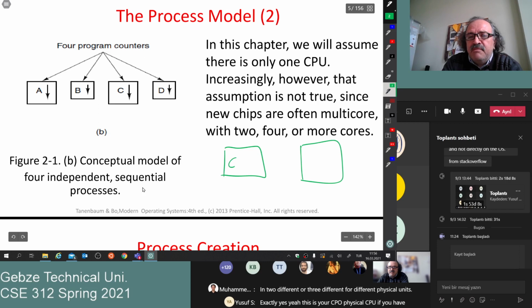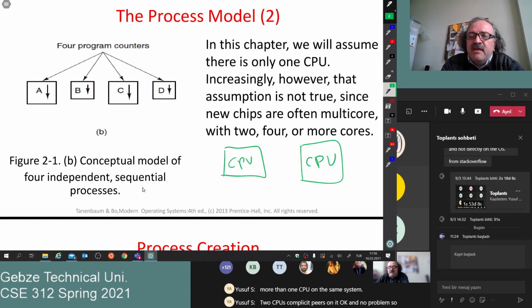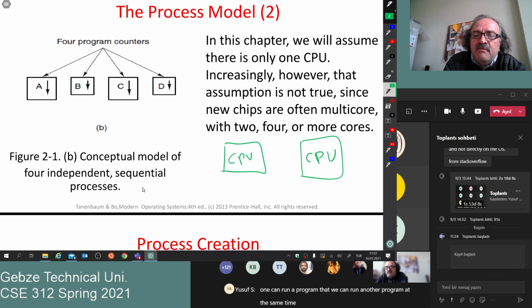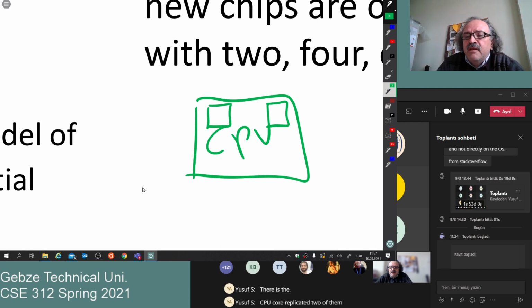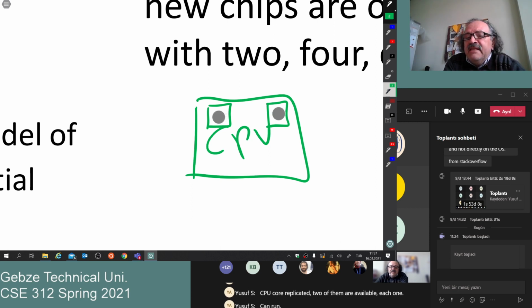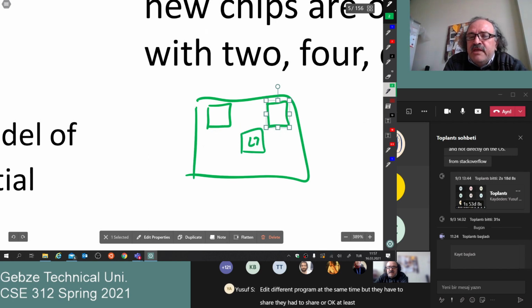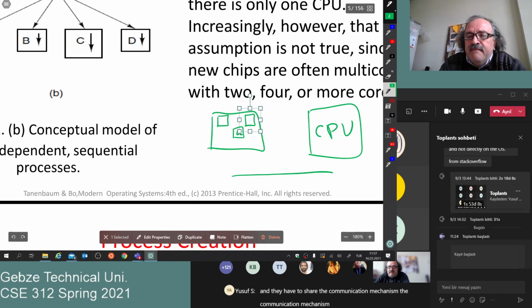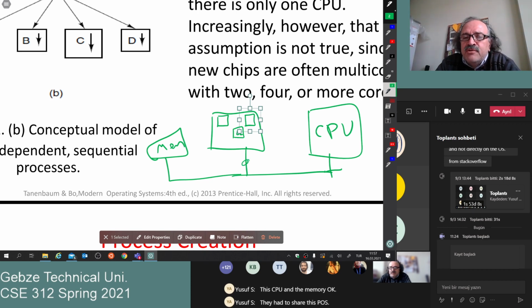If you have more than one CPU on the same system, two complete CPUs, no problem. If this one can run a program, this one can run another program at the same time. But with multi-core systems, the CPU core is replicated. Two of them are available. Each one can run a different program at the same time. But they have to share at least the level 2 cache, and they have to share the communication mechanism between the CPU and the memory. They have to share this bus. So producing multi-core CPUs is cheaper than putting two CPUs on the same computer system.